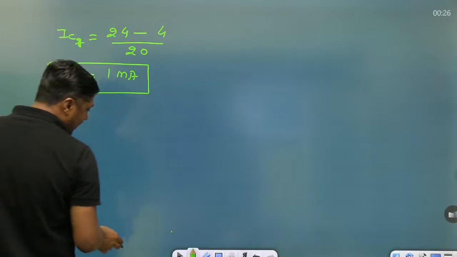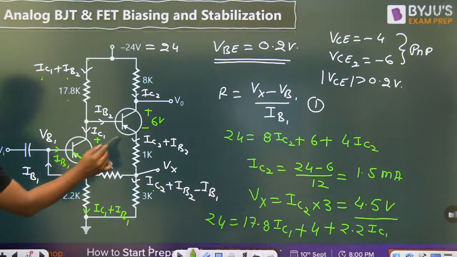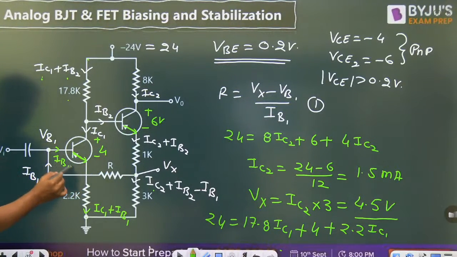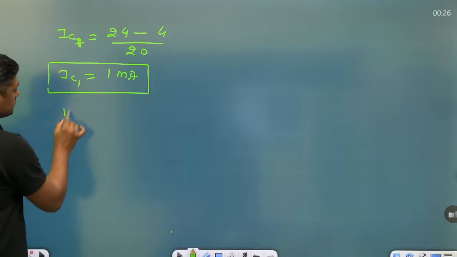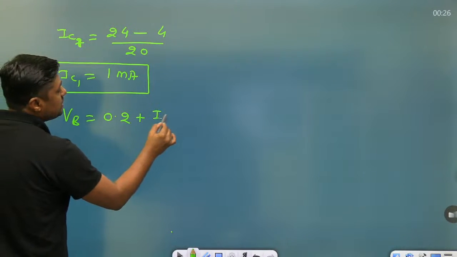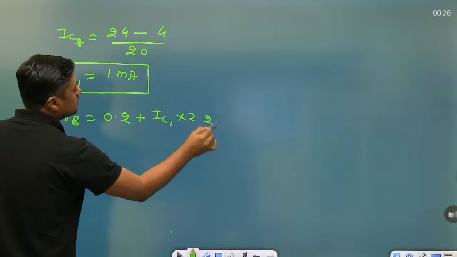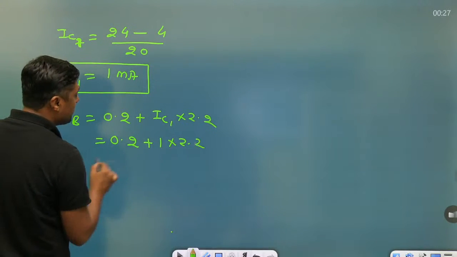Once you have the value of IC1, remember in this question VBE is given as what? We are converting the PNP into NPN. VBE is given as 0.2 volt. It is given in the question. VB is equal to VBE plus the drop across this, IC1 into 2.2. So 0.2 plus 1 into 2.2, that will become 2.4 volt.